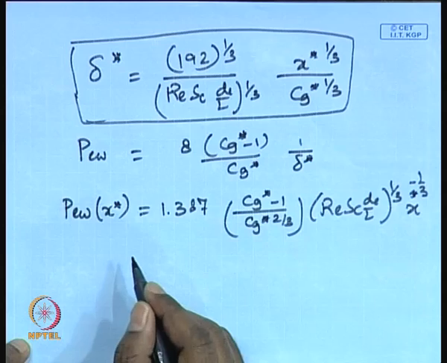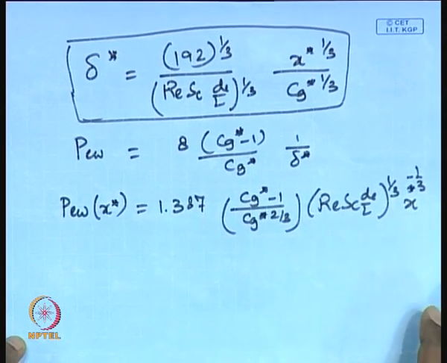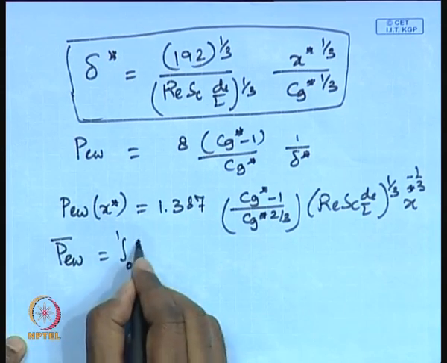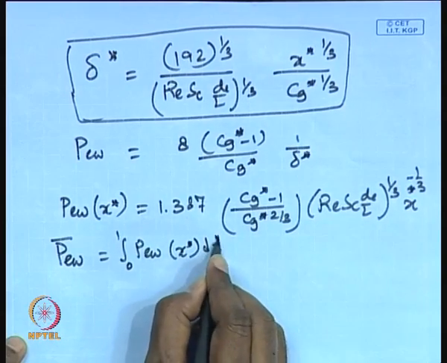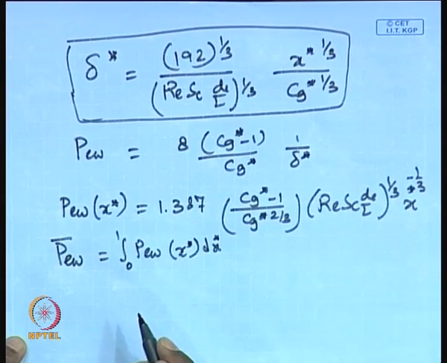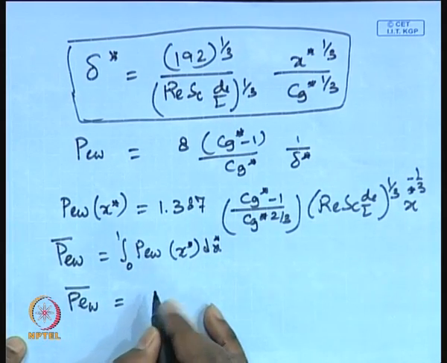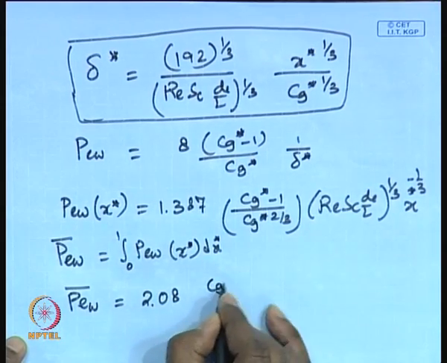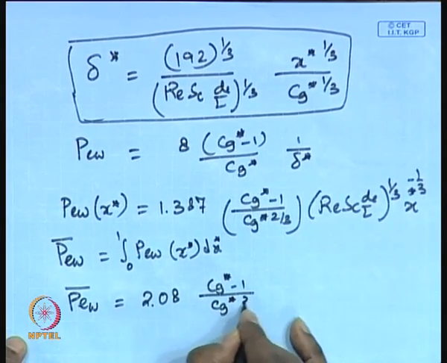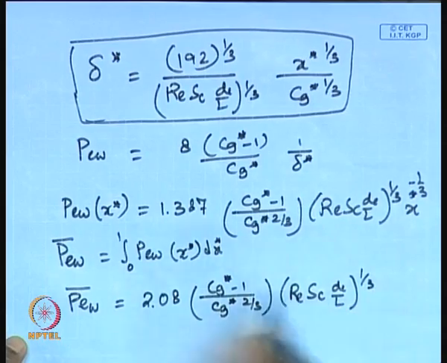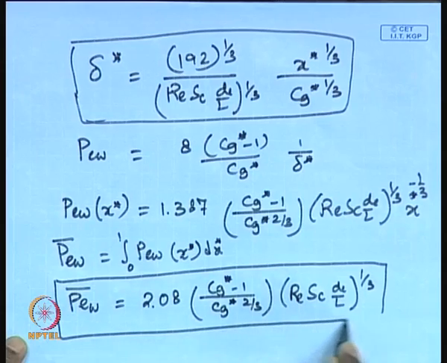Now, of course, the most important thing and your concern is what is the length averaged permeate flux. So, I can do a length averaging over this and get the length averaged permeate flux. That means Pw bar is nothing but the integral from 0 to 1 of Pw(x star) dx star. That means I can carry out this integral and find out what is the length averaged permeate flux. Okay. Now, if you do that, you will be getting 2.08 times Cg star minus 1 divided by Cg star raised to the power 2 by 3, Reynolds Schmidt d by L raised to the power 1 upon 3. That is the expression of length averaged permeate flux under the gel-controlled filtration.